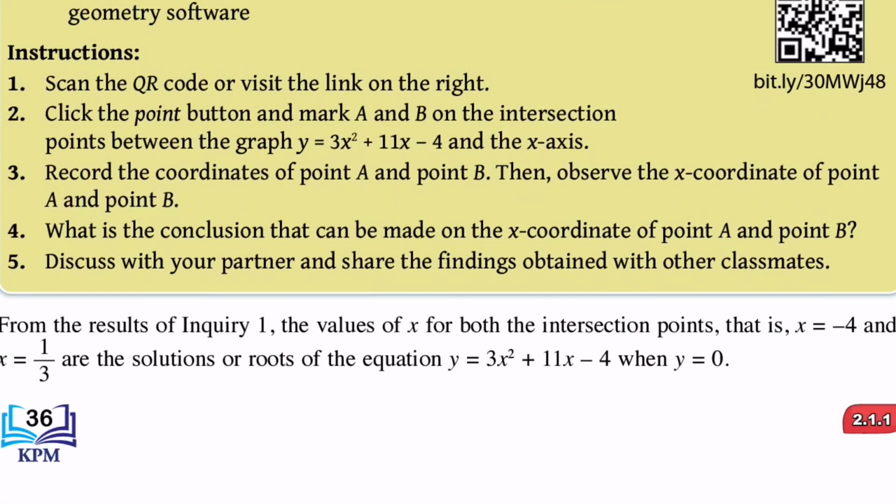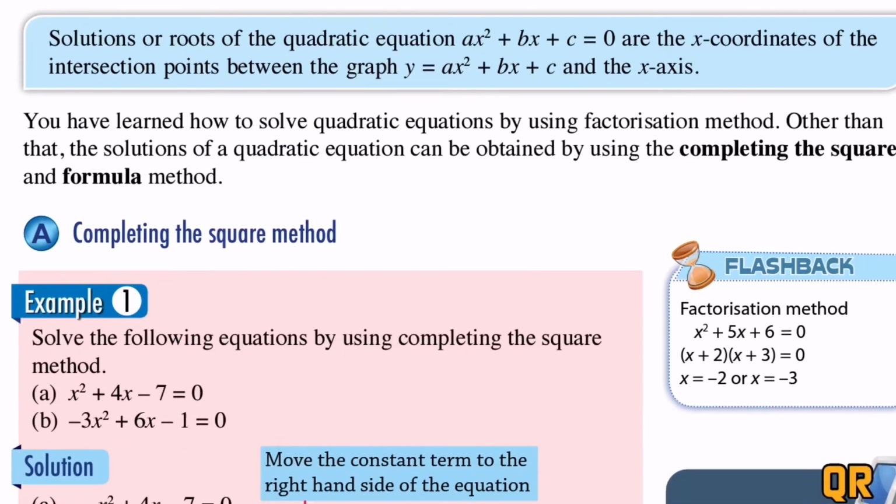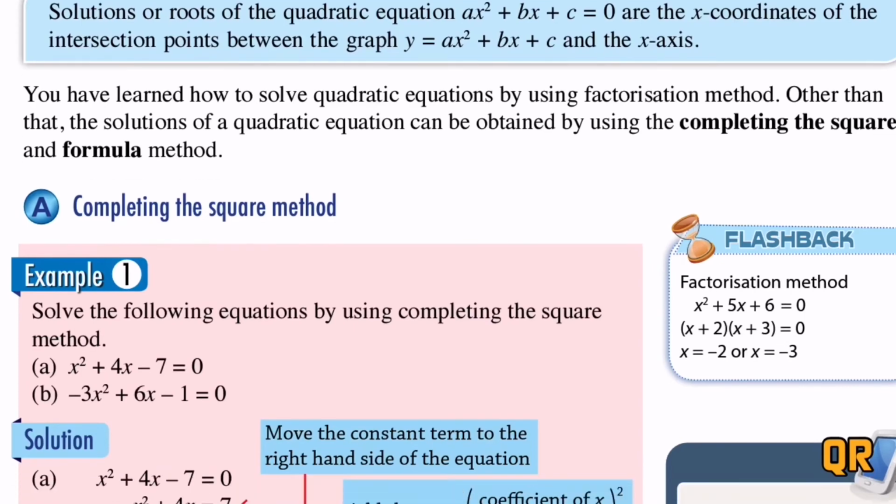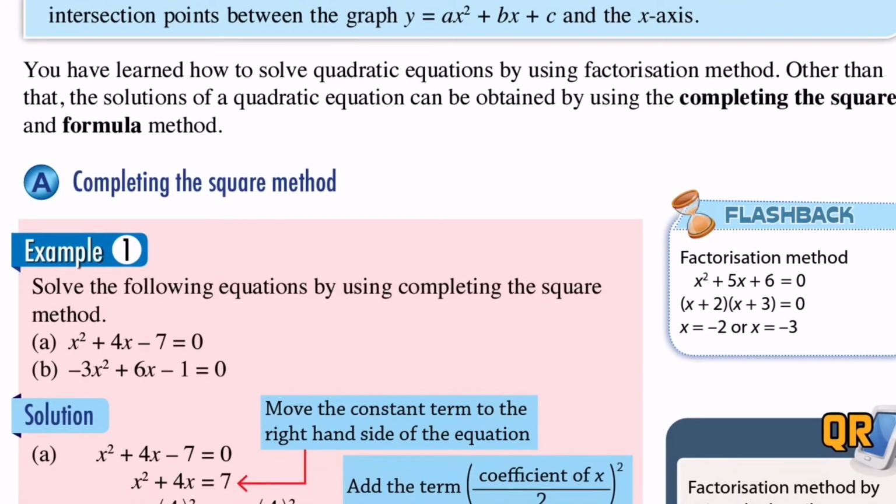Okay, now let's see how to solve the problem using completing the square. I give you two questions. You have learned how to solve the quadratic equation using factorization, right? You also learned how to use the formula. So today we will learn how to use completing the square. And using the formula, I guess you have no problem. So let's see this example. Solve the following quadratic equation using completing the square. You are given x squared plus 4x minus 7 equal to 0. And the other one is negative 3x squared plus 6x minus 1 equal to 0.